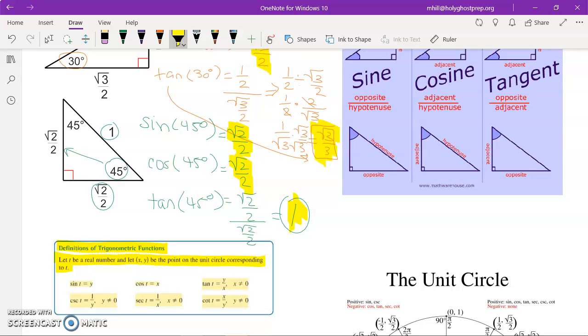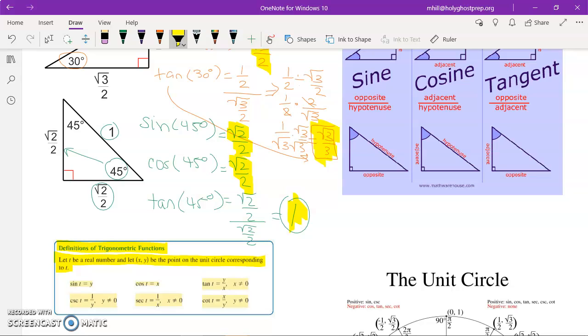All right, we have 3 new trig functions. They are the reciprocal functions. So cosecant is the reciprocal of sine, secant is the reciprocal of cosine, and cotangent is the reciprocal of tangent. So we're going to need to remember those 6.